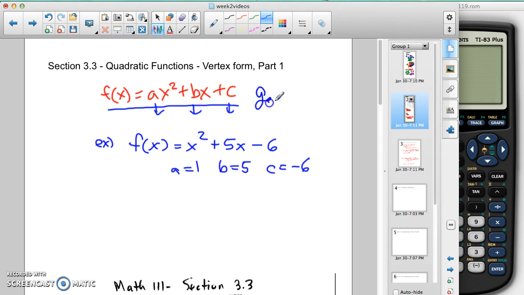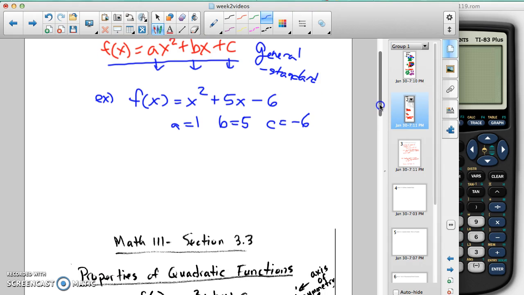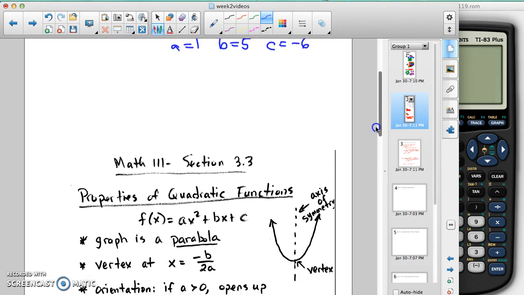This is the general form, or what we call standard form. So the standard form for this equation is written this way. We're going to convert it to what we call vertex form. Vertex form is where we can see the vertex in the equation. I can't see the vertex numbers from this equation. So we're going to do some algebra to manipulate the equation to change it into vertex form.